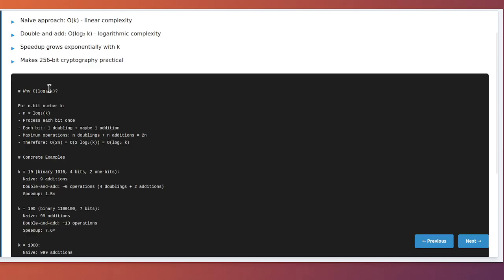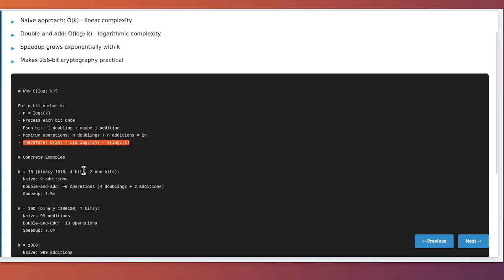The double and add algorithm, on the other hand, has complexity big O log 2k. Here's why. If k is an n-bit number, then n equals log 2k approximately. We process each bit once, performing at most one doubling and possibly one addition per bit. So we need at most n doublings and at most n additions, giving us a total of at most 2n operations. Since n equals log 2k, that's at most 2 log 2k operations.